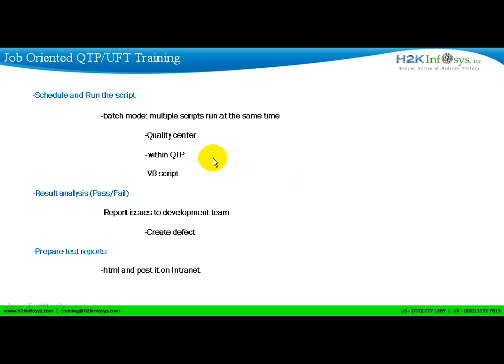So you're going to compare the actual versus expected results and then see the status of the script, whether it passed or failed. If it failed, then you report that issue to the development team and keep track of all those issues. And then finally you prepare your test reports. The preferred format is HTML, and then you can post it on the company intranet. That way whoever is interested in the results can just go to that particular page and see the status of your particular script.